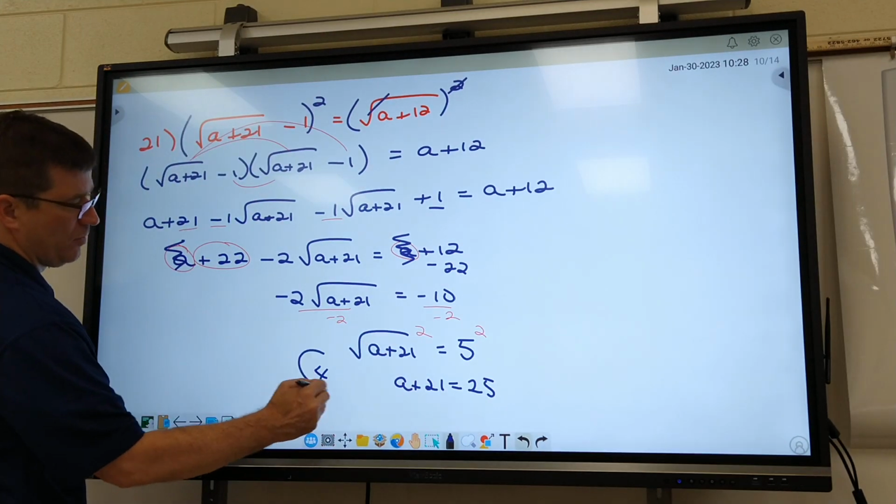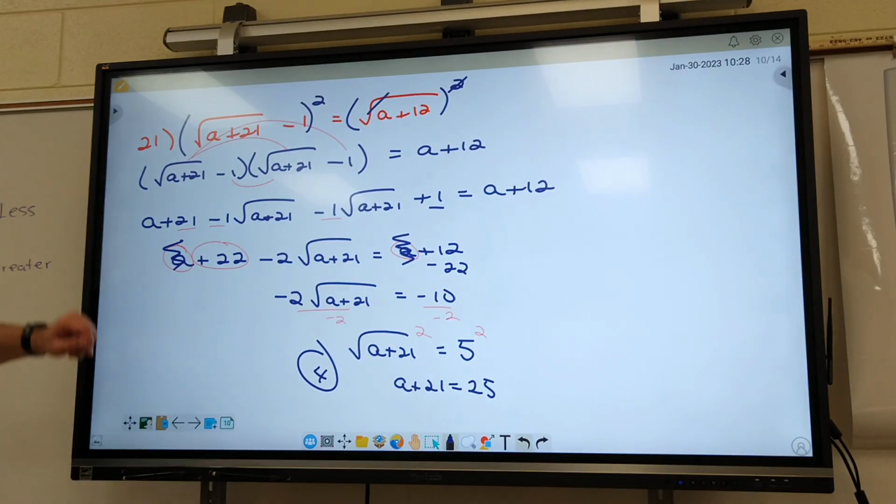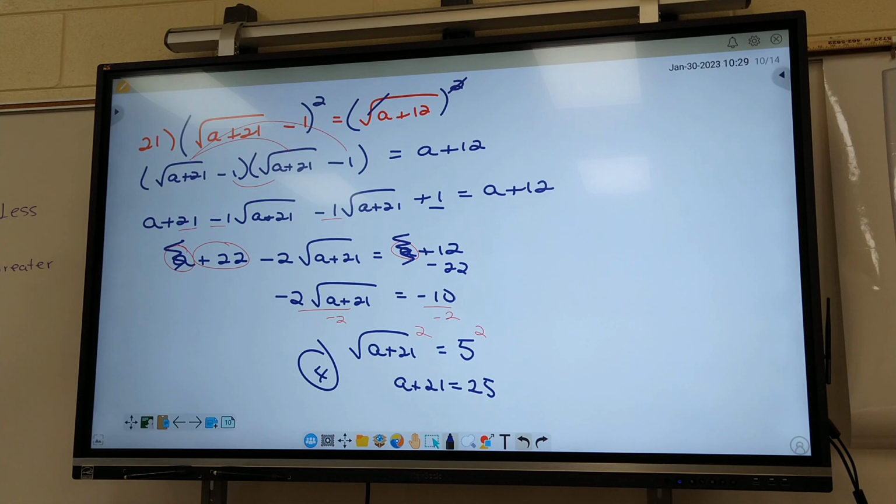Yep, I got 4. So most of the time, these problems will always be exactly the same as far as number of steps, same process.